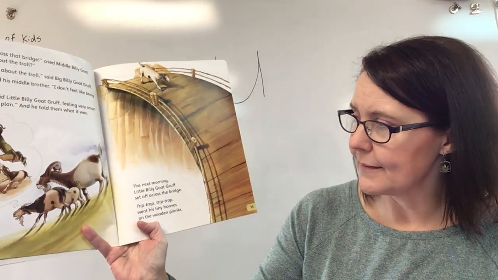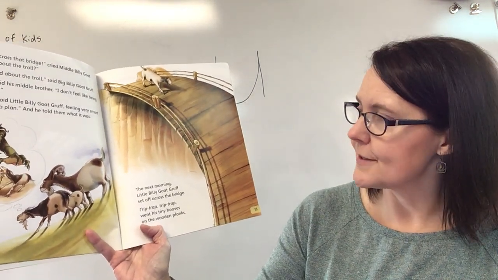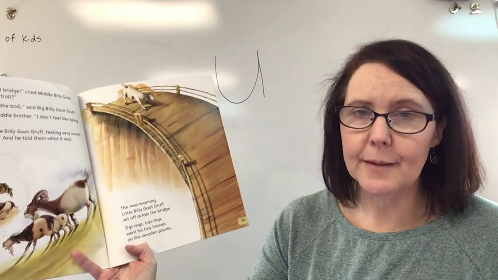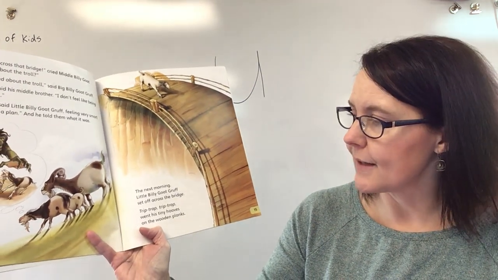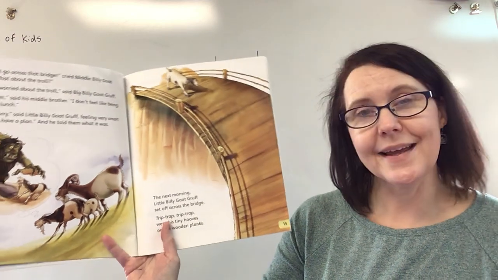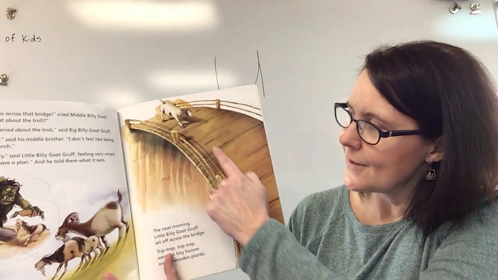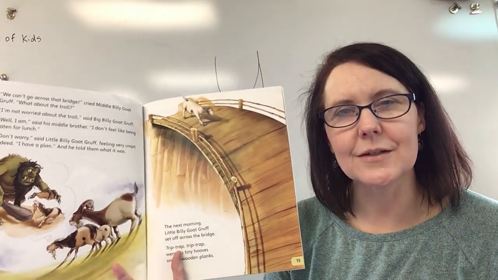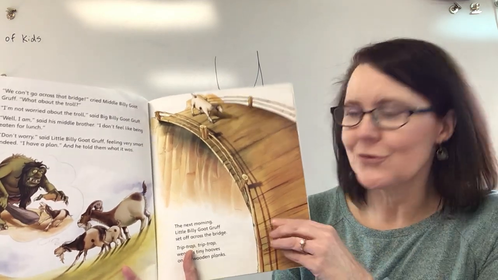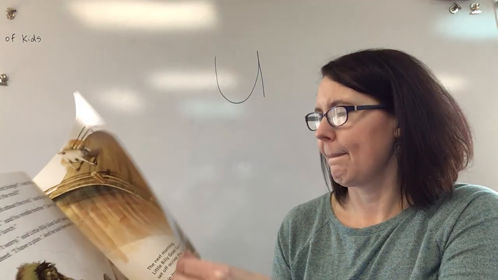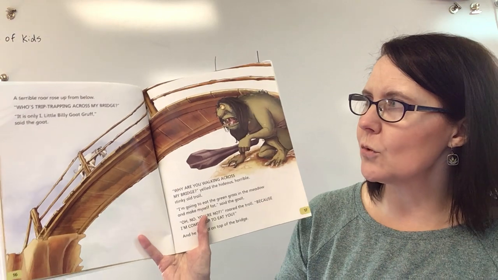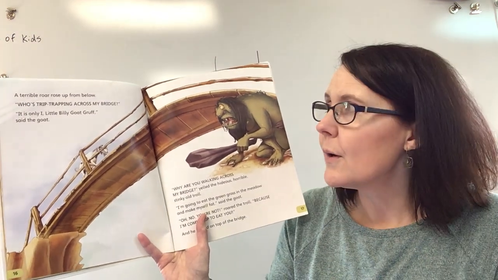The next morning, Little Billy Goat Gruff set off across the bridge. Trip, trap, went his tiny little hoofs on the wooden planks. When he walks across the bridge, it makes a sound called trip, trap, trip, trap. A terrible roar rose up from below.